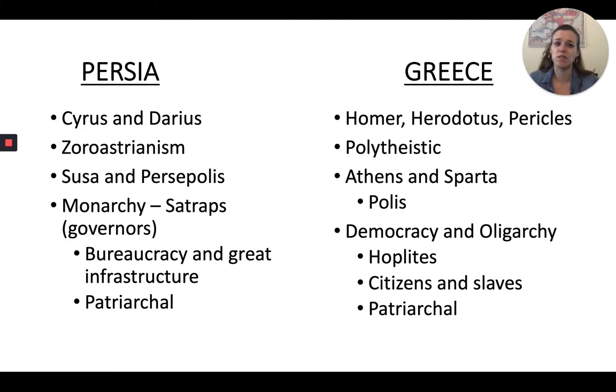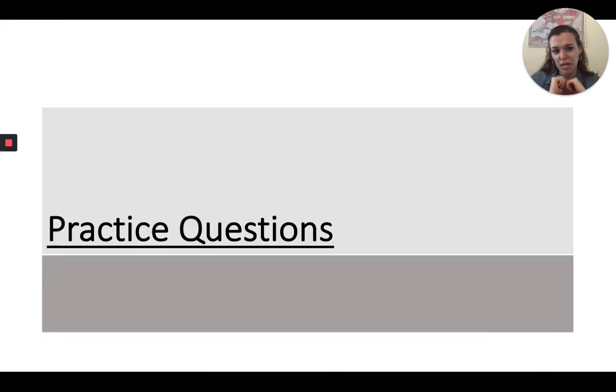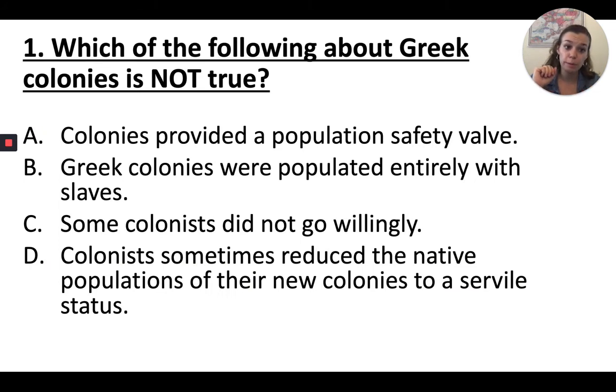Greece is going to have different governments for different city-states, but if we're thinking Athens and Sparta, democracy, oligarchy. Their soldiers are going to be hoplites. Our social class is really going to be citizens versus slaves. And again, super patriarchal. So let's do a few practice questions. This one should be pretty easy for you to begin with. Which of the following is not true about our Greek colonies?